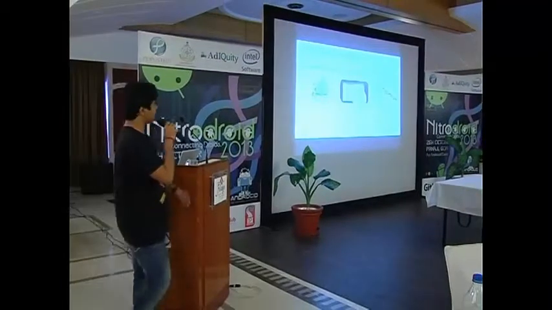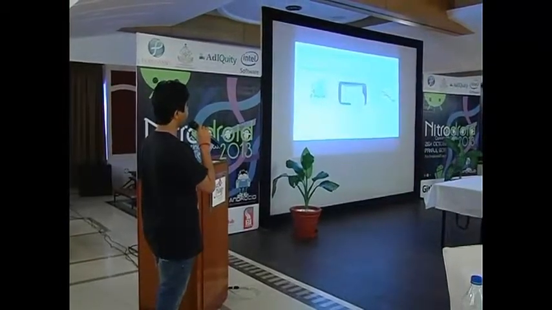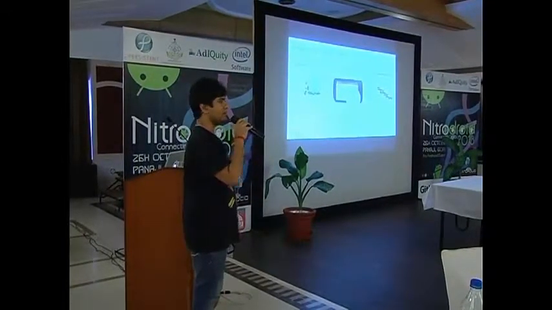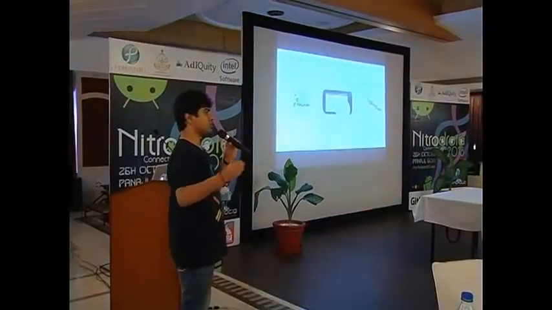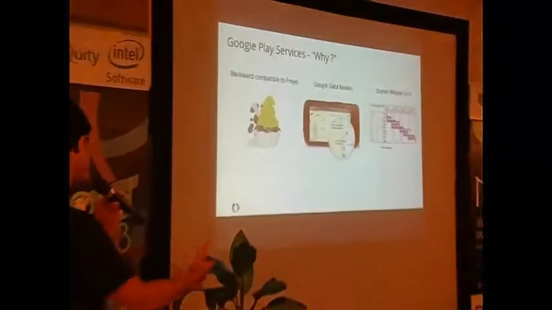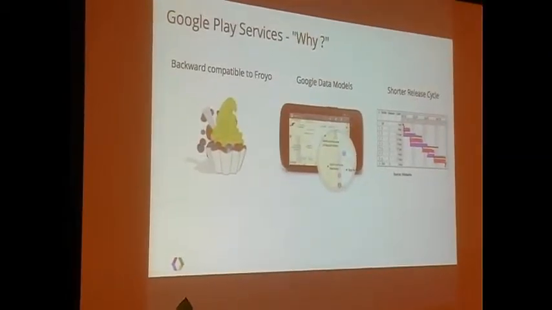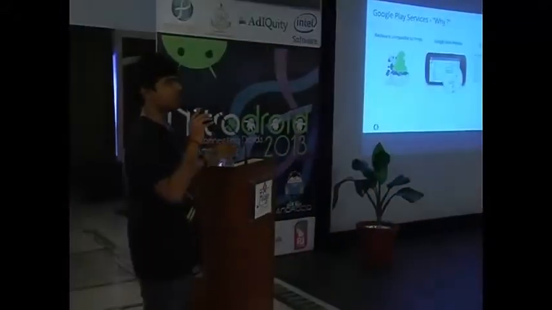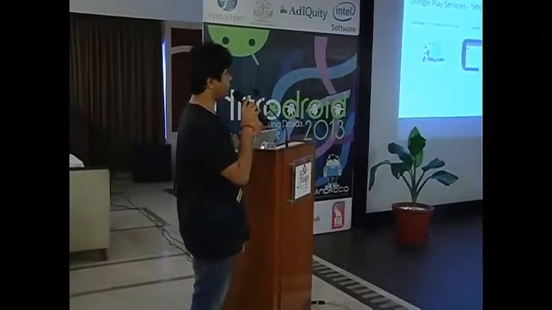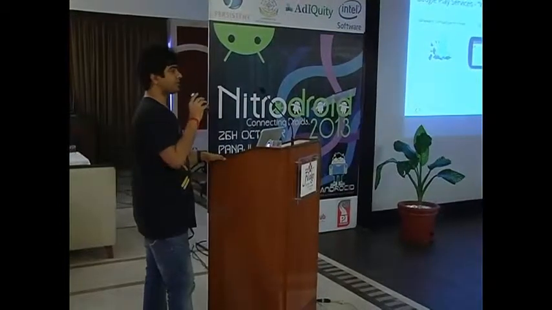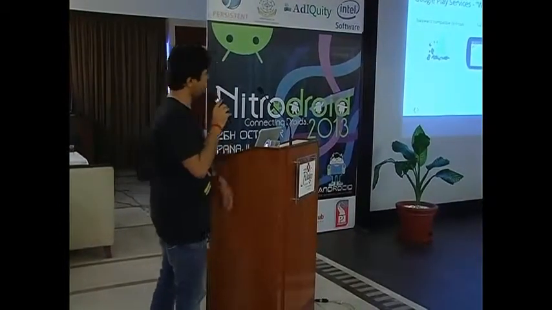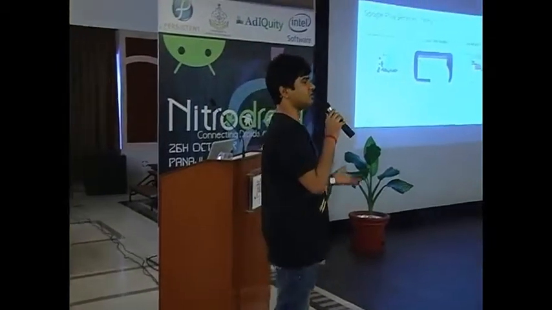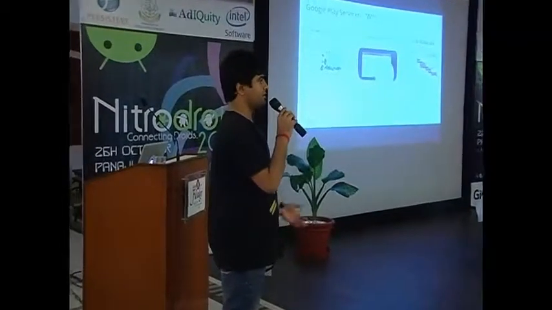It's backward compatible to Froyo, and it uses Google's latest data model. Google is constantly updating these algorithms. If they find a better way of doing it, using less power, without you even knowing it, Google will update these, so your app is getting better and better over time. With shorter release cycles, Google automatically launches it, so it gets updated every 5 or 10 days. So that's it about the new Google Play Services location APIs. Using this, you can create really awesome applications in a couple of lines of code.